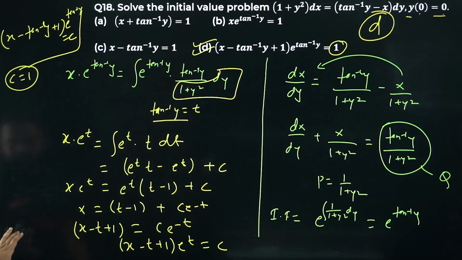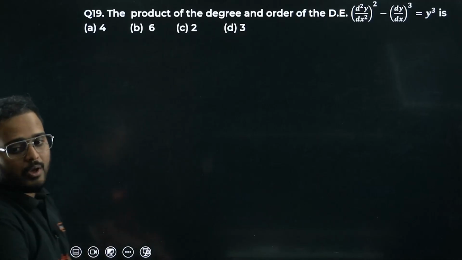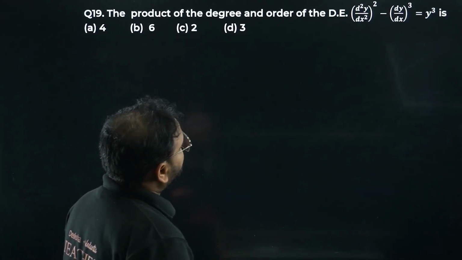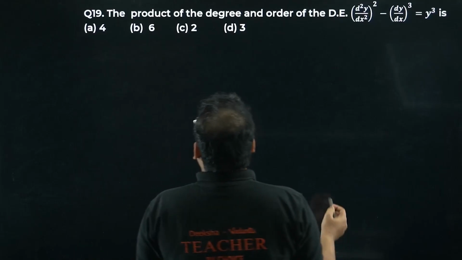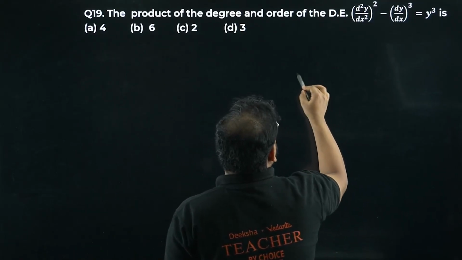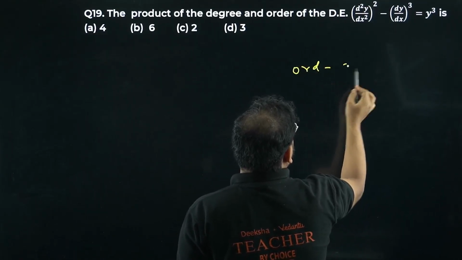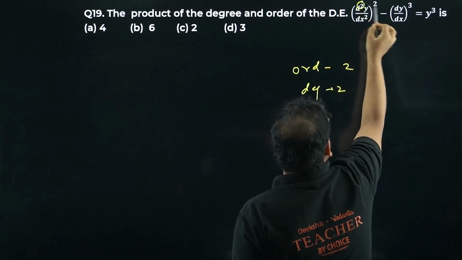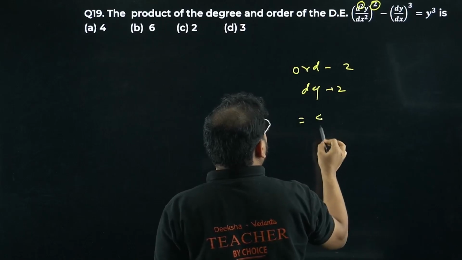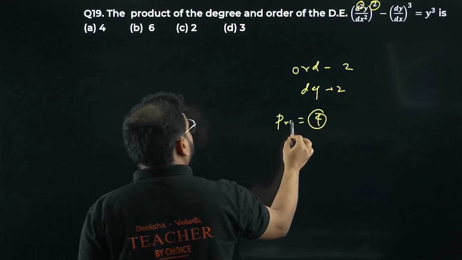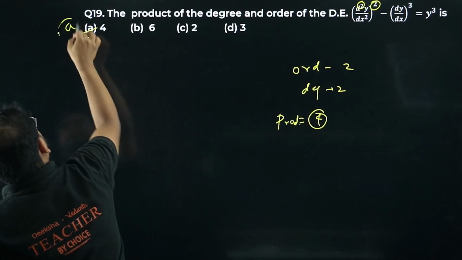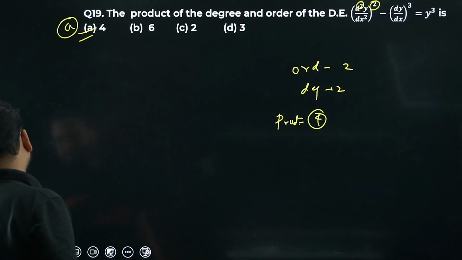Question number 19 now. The product of the degree and order. Product is asked, right? So order is 2 and degree is also 2. Please check here. Order is 2, degree is 2. Answer will be 4, the product they are asking. Product is 4. Option A is correct.